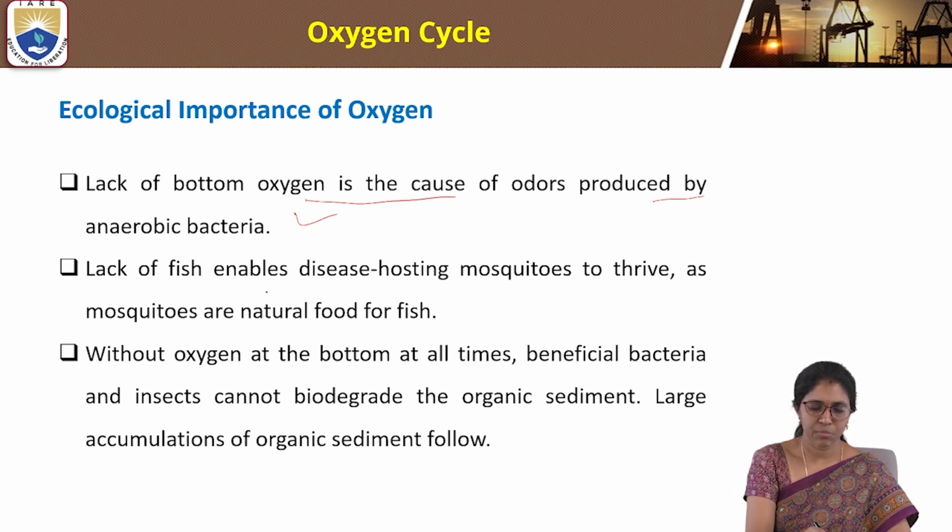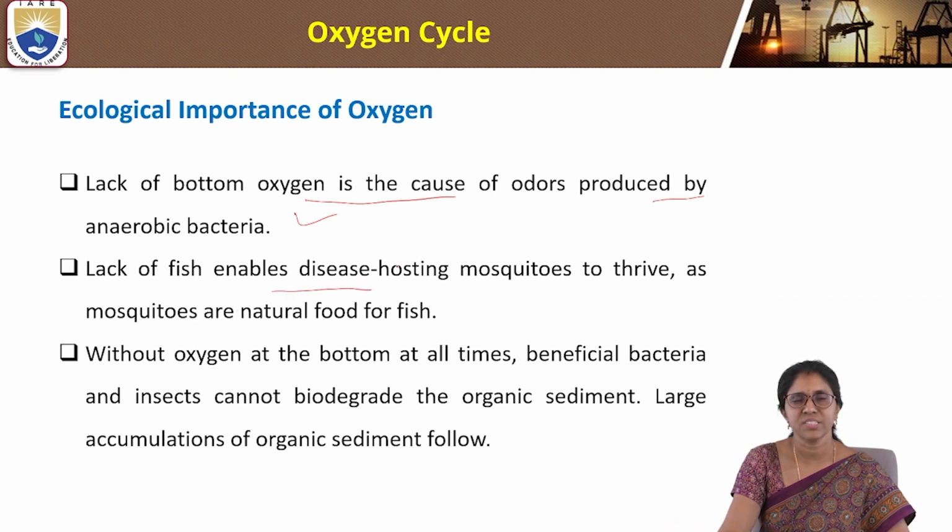Lack of fish enables disease-hosting mosquitoes to thrive, as mosquitoes are natural food for fish. So without fish, the mosquitoes multiply, and these are enabling disease, causing diseases.